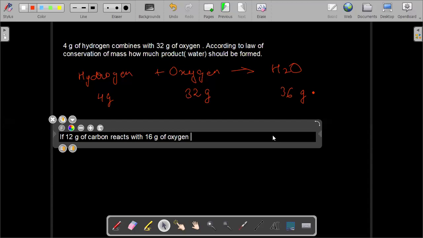Sir, can you explain how? How means the total mass of... see, as per this statement, it states that there will not be any loss of mass or gain of mass.